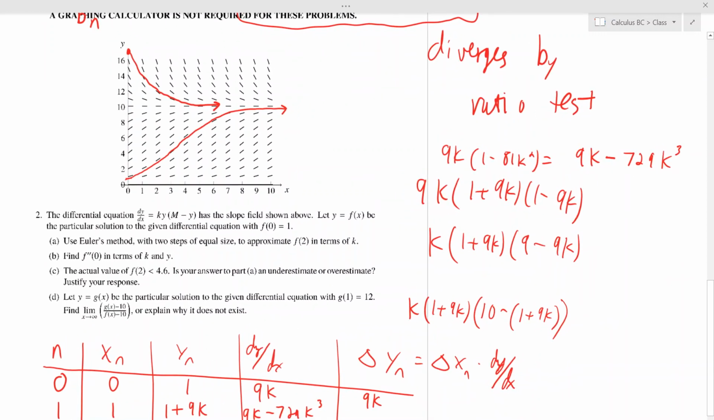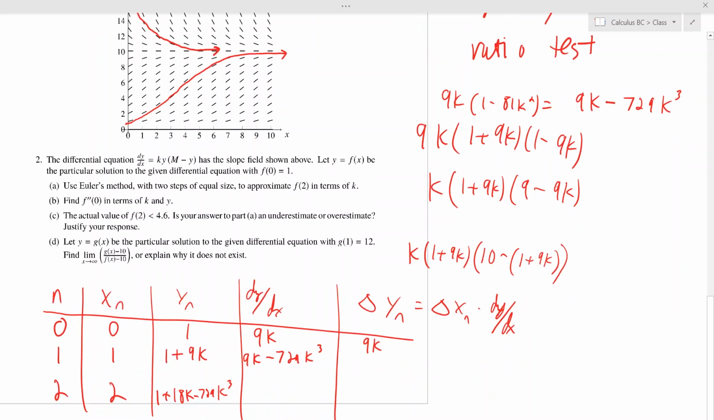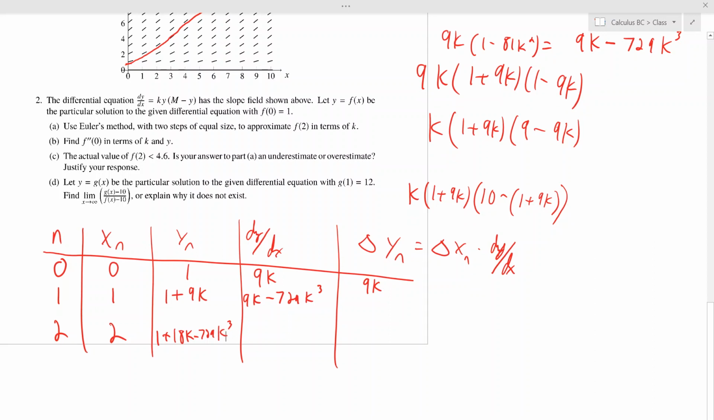All right, now find the second derivative in terms of k and y. We know what y is at 0. Whatever. So we have to derive this thing. So this is all part A. Oh, we got to write this out, right? So the answer to part A, f of 2, is approximately 1 plus 18k minus 729k cubed.